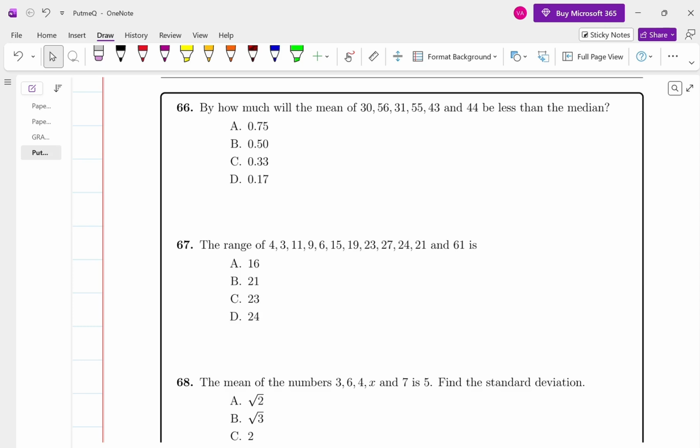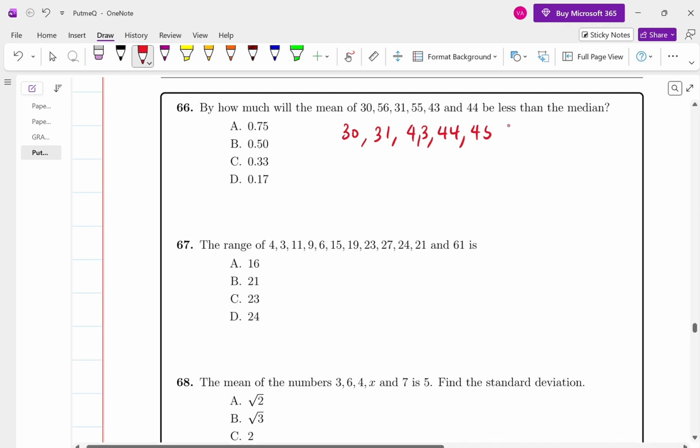So by how much will it be less? For a start, let's arrange this: 30, 31, 43, 44, 55, and then 56.